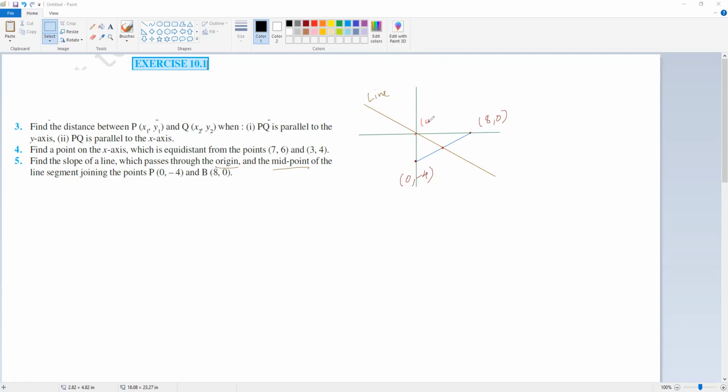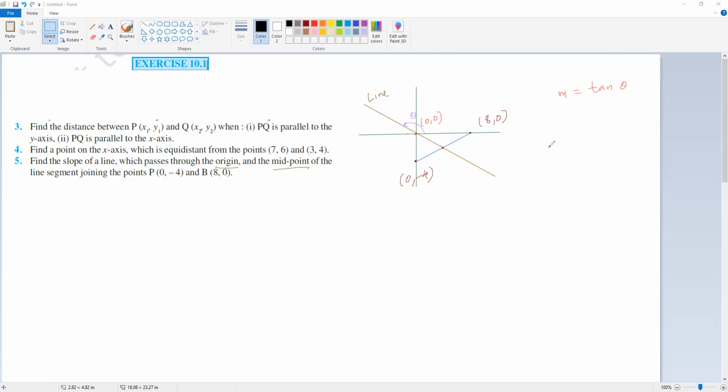This point is 0 comma 0 because it is passing through the origin. Now see, for finding the slope, either you know the angle that the line makes with the x-axis, tan theta. That means you should know that angle. So here, what is the angle the line makes with the positive direction of the x-axis? This is the angle, right? Do you know that angle? No. So we cannot use this formula now.